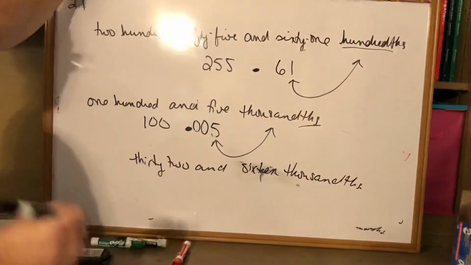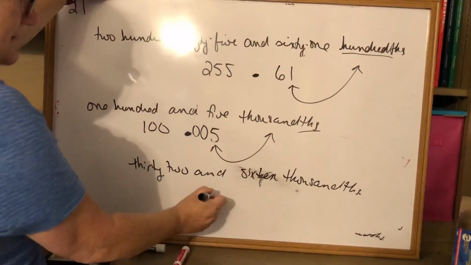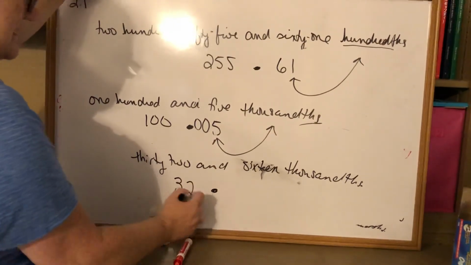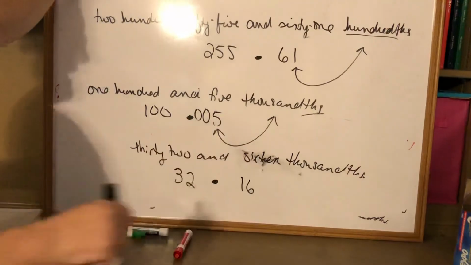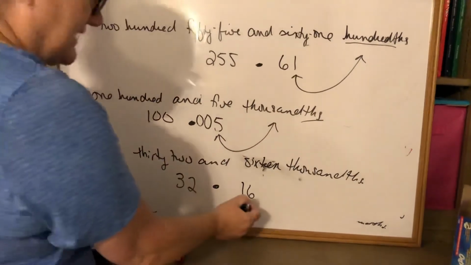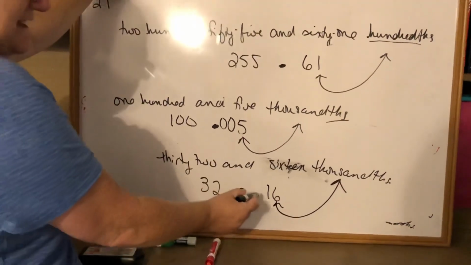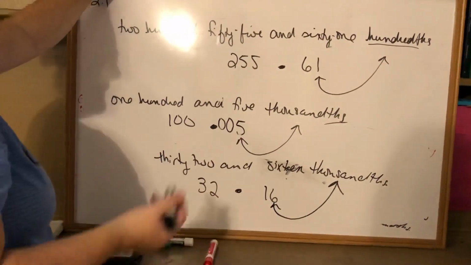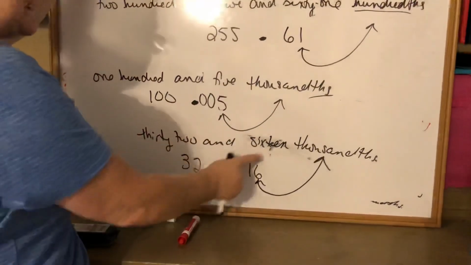Okay, 32 and 16 thousandths. So once again, the and means decimal, 32 goes on the left, and then we have the word 16. So you write down 16. The last digit of 16, which is 6, needs to be in the thousandths place value. Right now it's in the tenths, hundredths. So nope, I need to put a placeholder. Where am I going to put that 0 so that it stays 16?